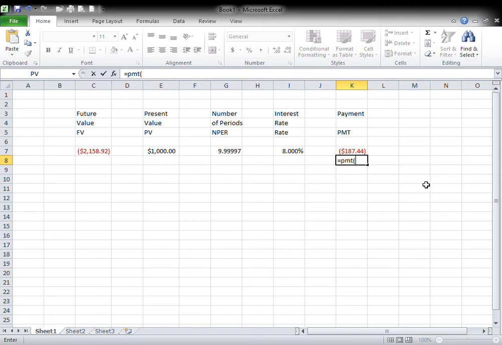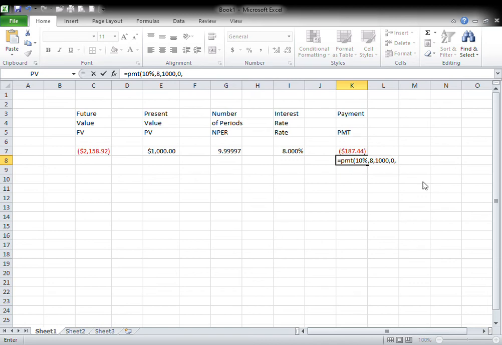Now, an annuity due is different from an ordinary annuity, because in an annuity due, the payments are made at the beginning of the period. So if we did the same thing, where we had the rate, which was 10%, the number of periods was 8 years, the present value, again, is $1,000, and the future value of the loan is 0 because it's going to be all paid off.